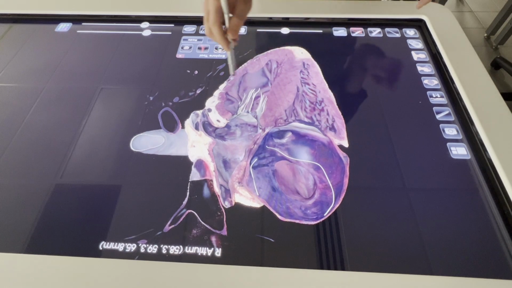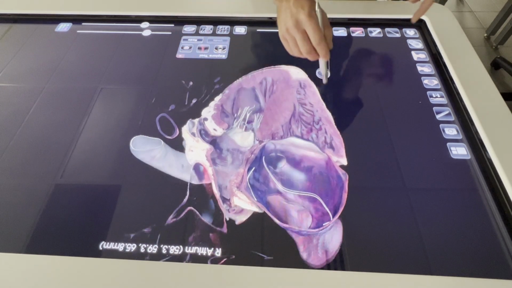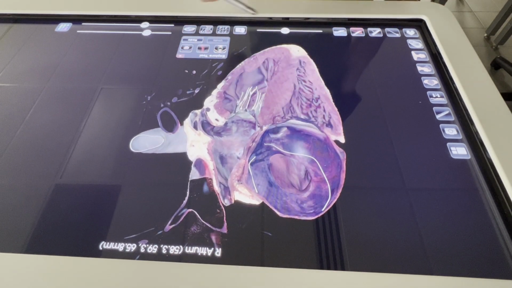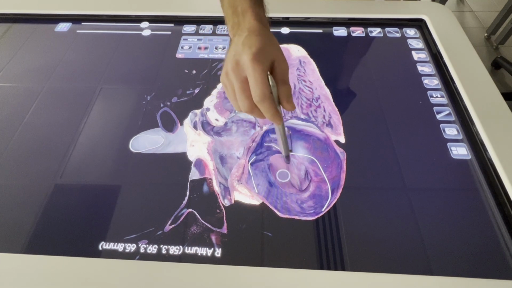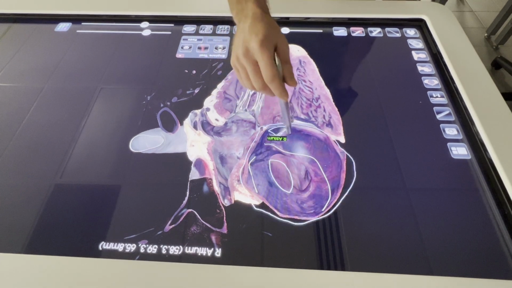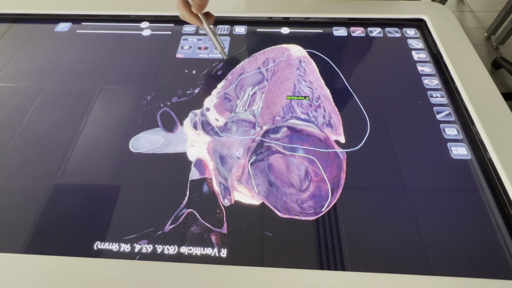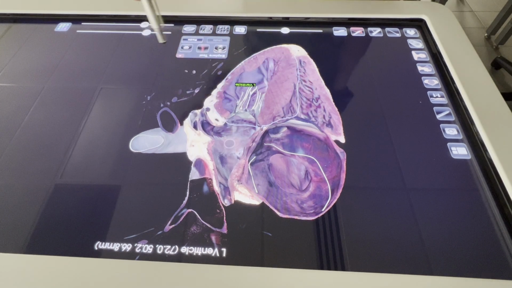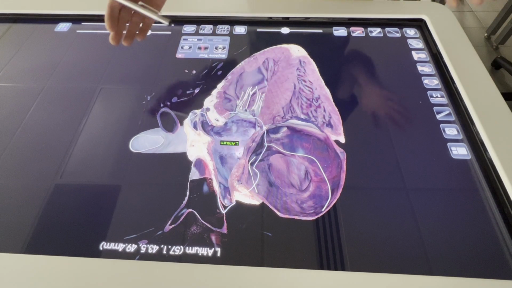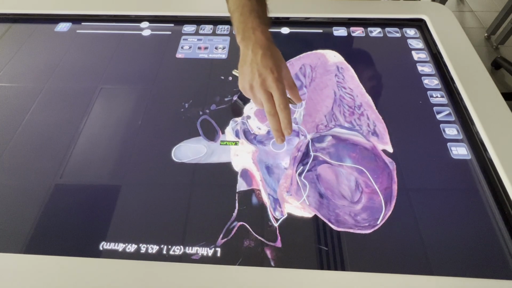So if we look at the interior of the heart, right here is our right side, our right atrium. Our right atrium, our right ventricle, our left ventricle, and our left atrium. Those are the four chambers of the heart.